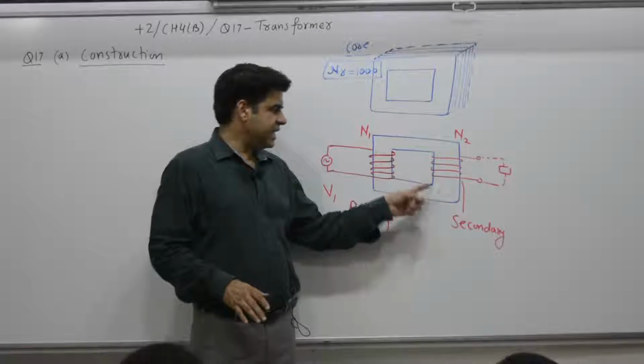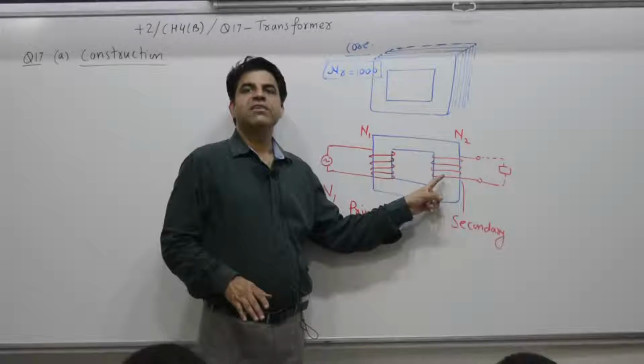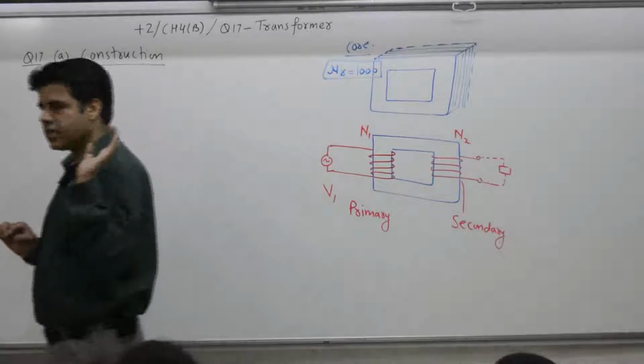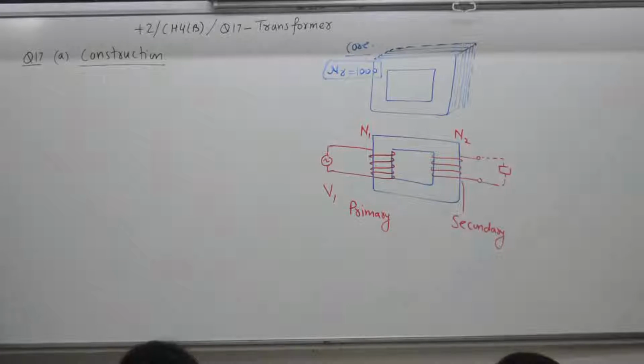So, in this case, this will carry more current. This winding will be thicker in comparison to the other winding. Thick winding in comparison to the one. Thickness of wires depends on the current to be carried. Primary and secondary are coaxial.